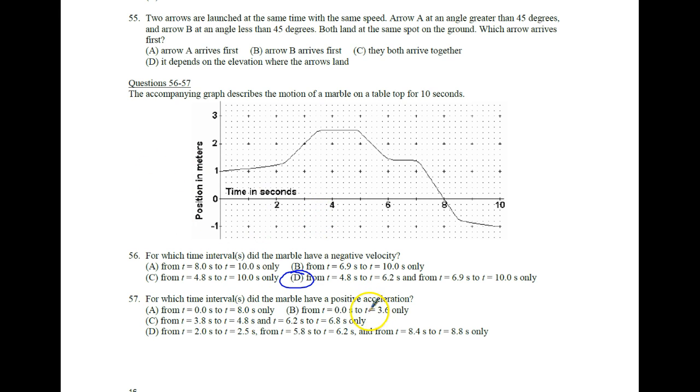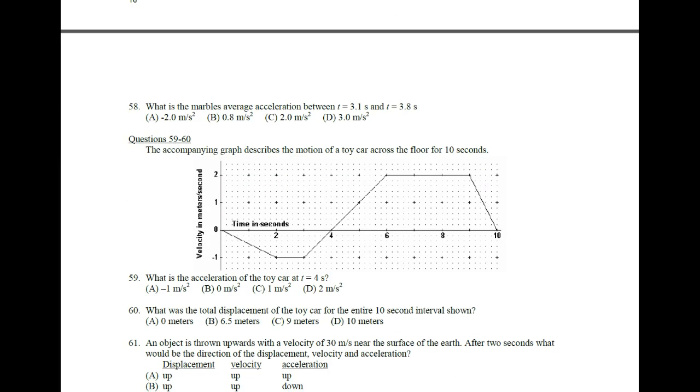They want to know when it has a positive acceleration. Remember, that's anytime that you see a smiley face. So the answer is going to be letter D. You've got a smiley face here, a smiley face right here, and that's another one. So from 2 to 2.5, from 5.8 to 6.2, and then you've got another one here from 8.4 to 8.8. Anywhere you see the smiley face, we know that is a positive acceleration. And that's number 57.